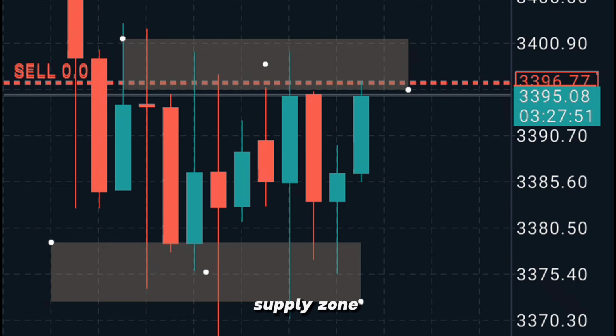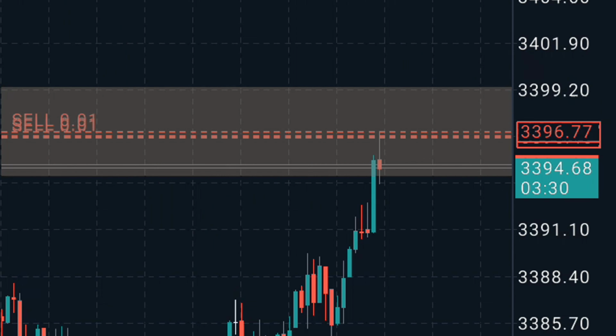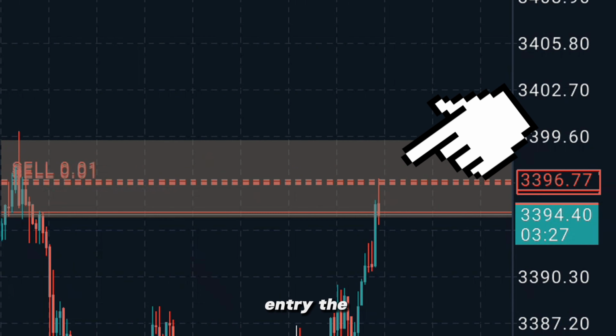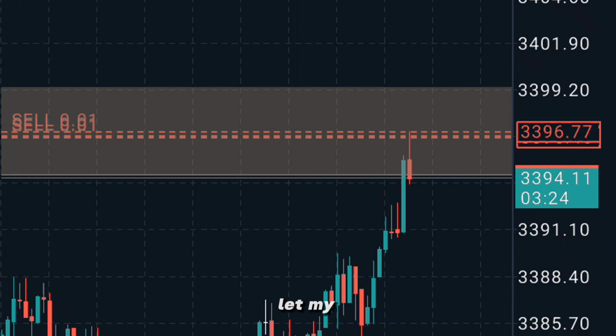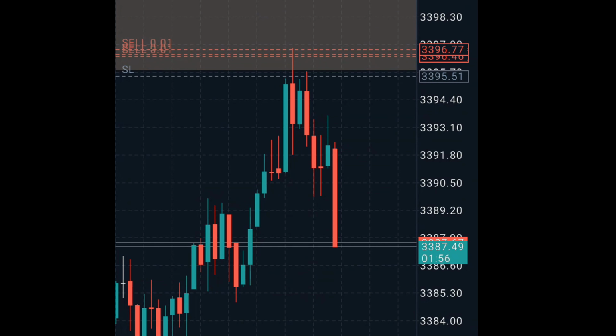Now my supply zone is stronger because it has multiple wick rejections. Just look at that entry, the perfect one ever. Let my setup reward me. Then I exit. Just after my entry, price dropped immediately.